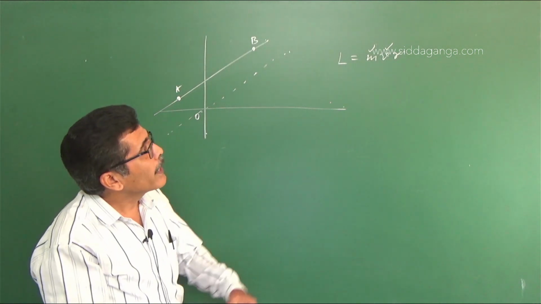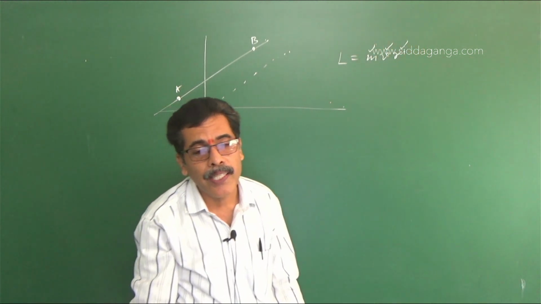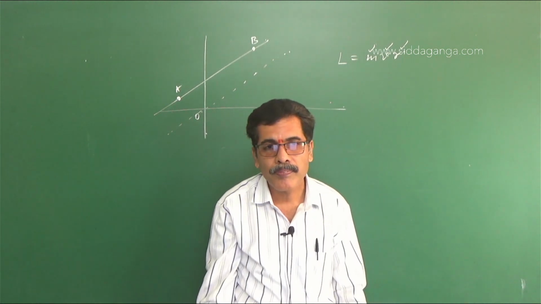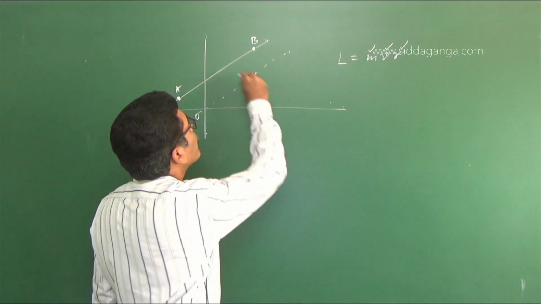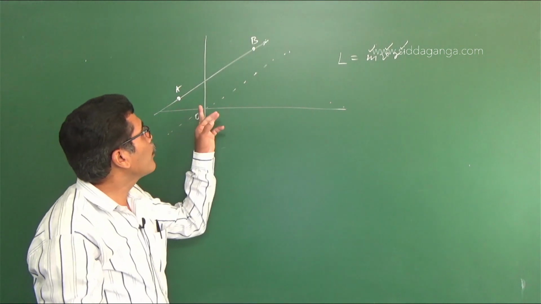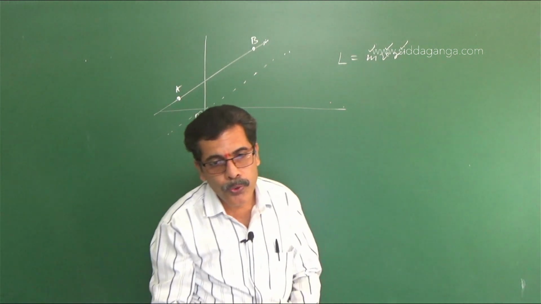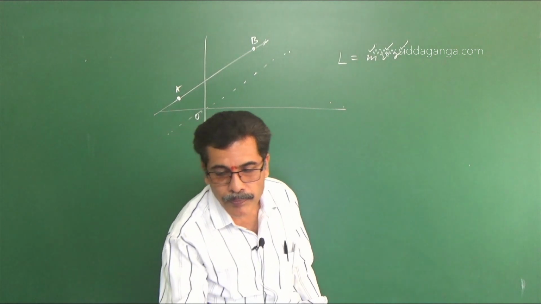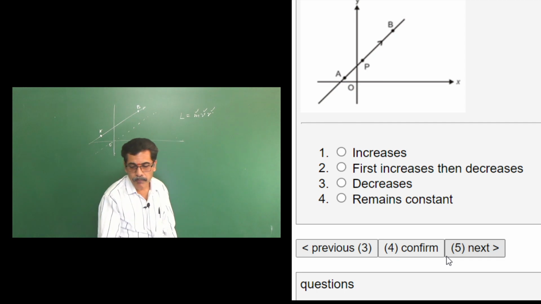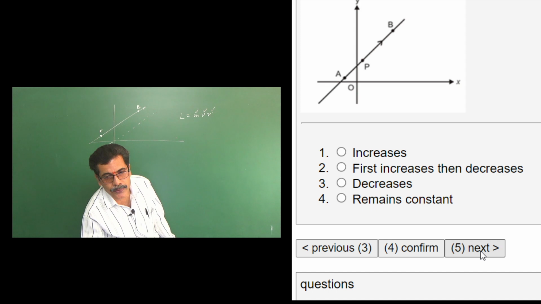Therefore, m, v, r all are the same. This tells you that the angular momentum of the particle remains constant. When the particle moves in this direction, the angular momentum about the point O doesn't change, it remains constant. Therefore, the fourth option is correct. Now we shall move on to the next question.